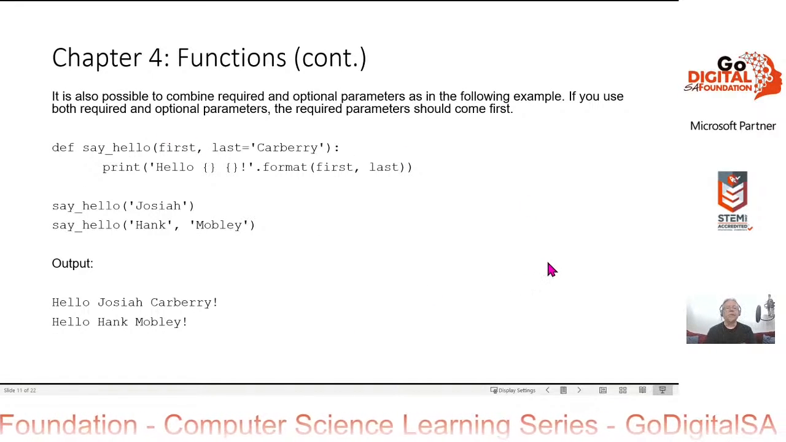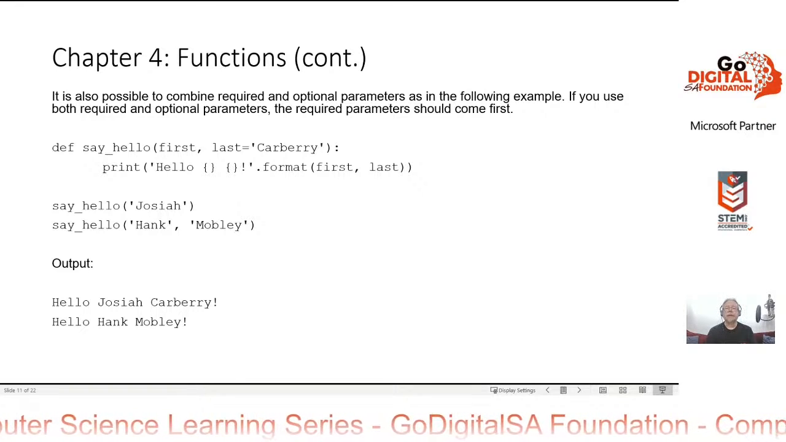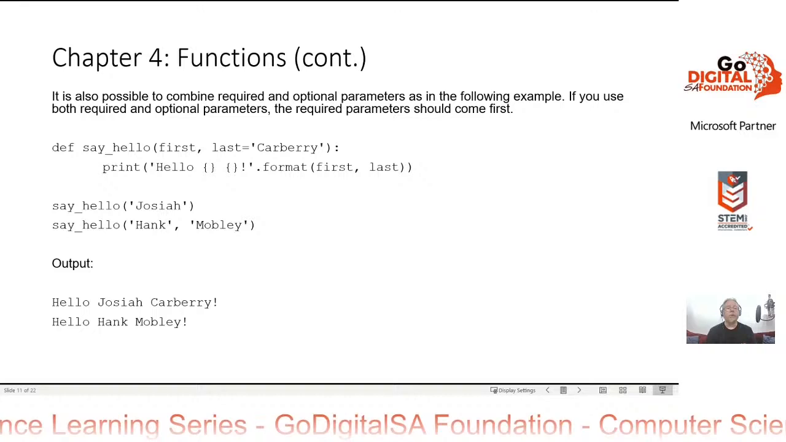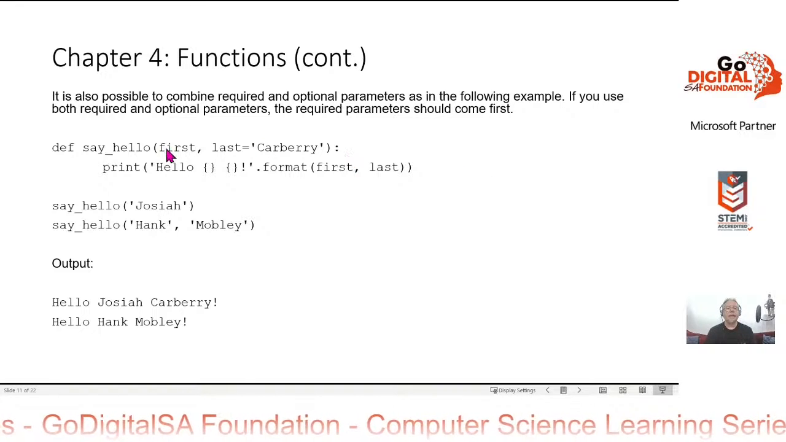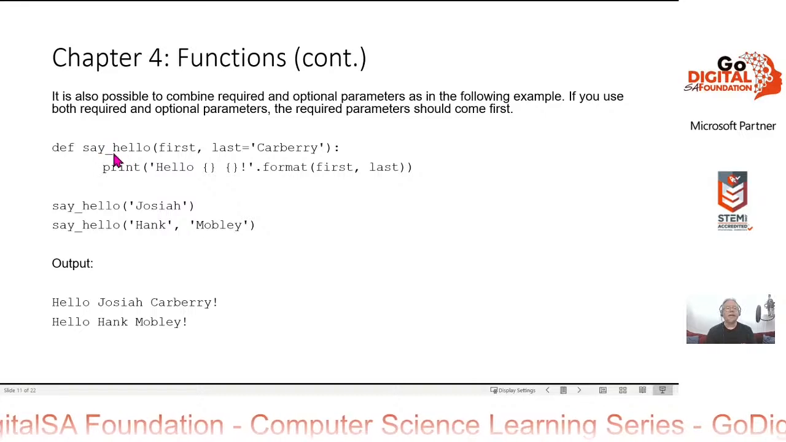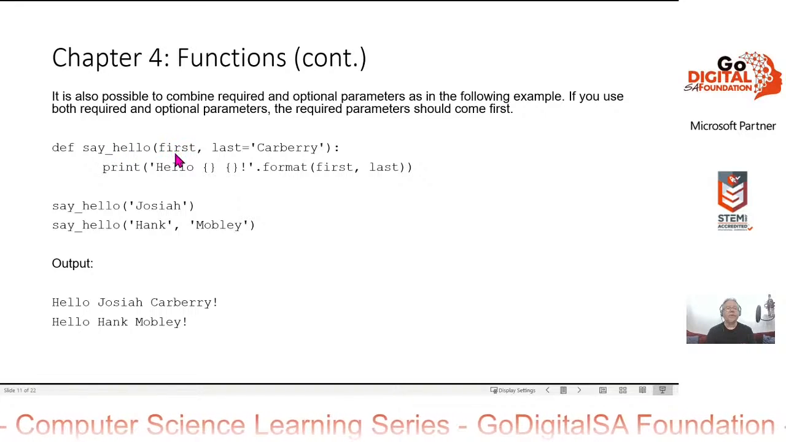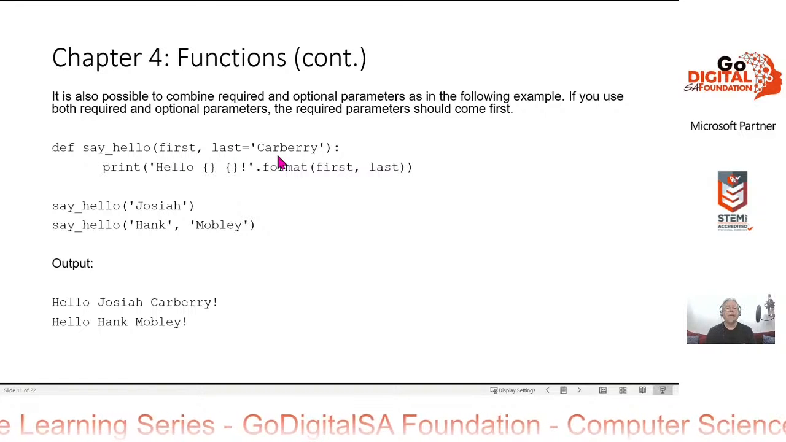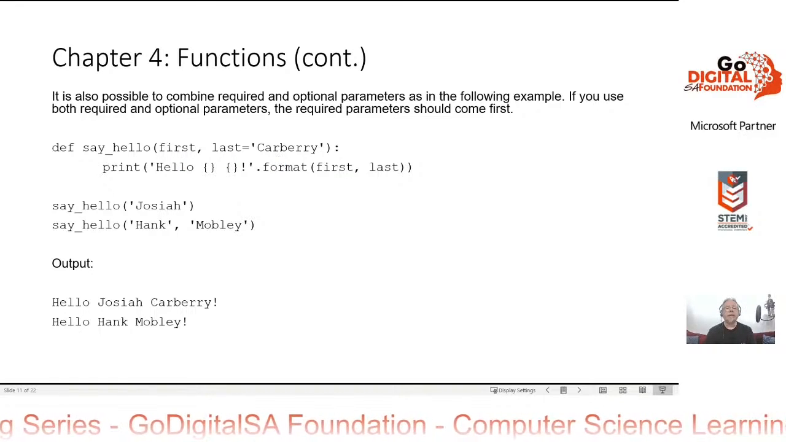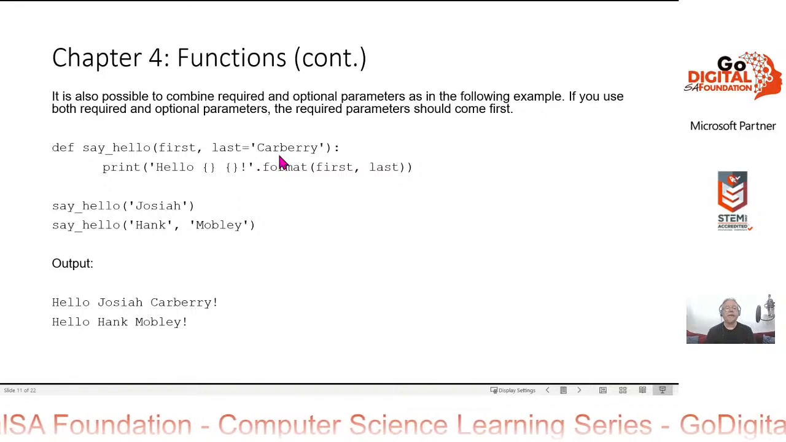It is also possible to combine required and optional parameters, as in this following example. If you use both required and optional parameters, the required parameters should come first. Okay, so here we define say hello. First is a required parameter because there's no default value. And then last is an optional parameter because we've specified a default value.